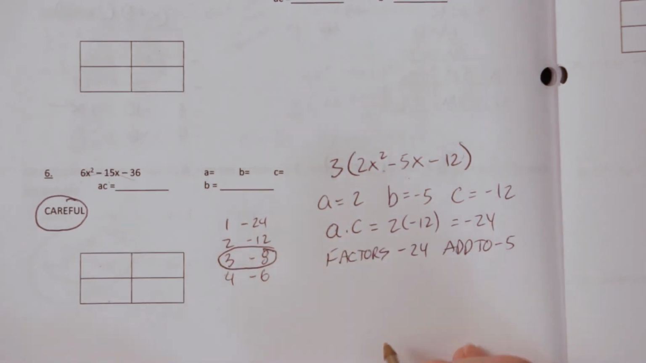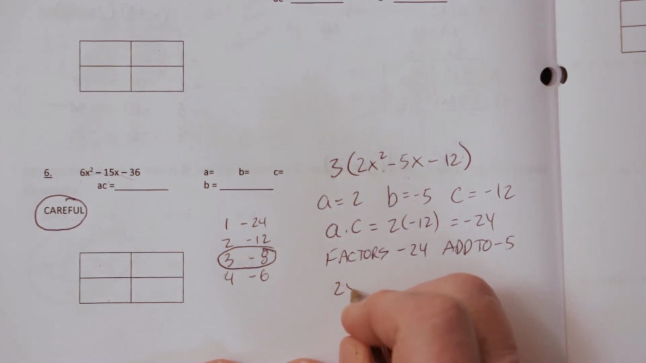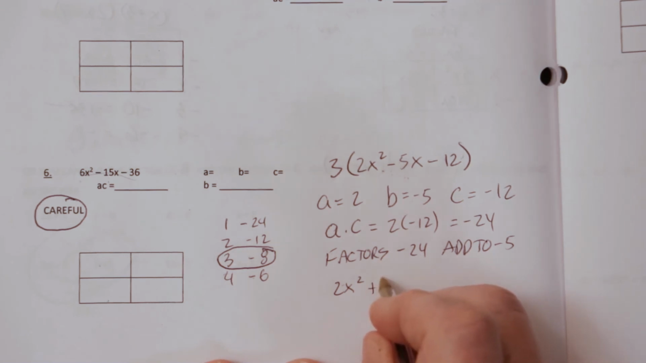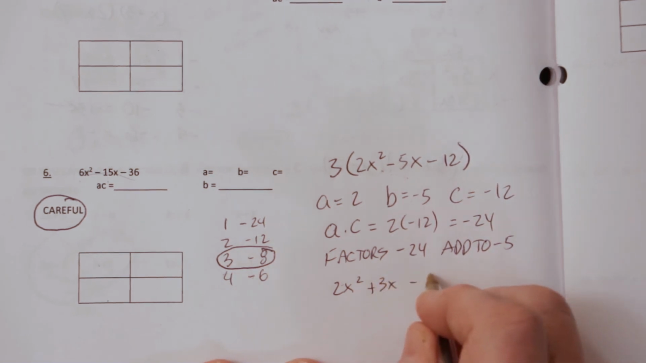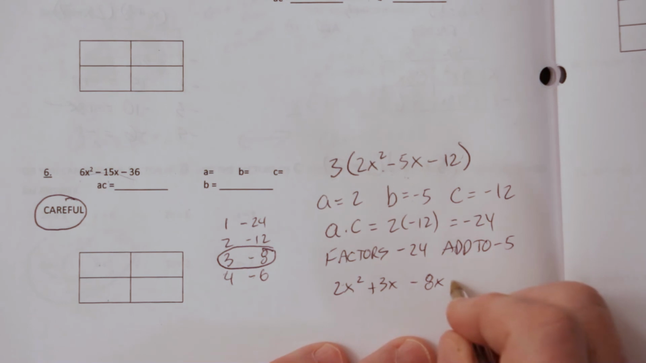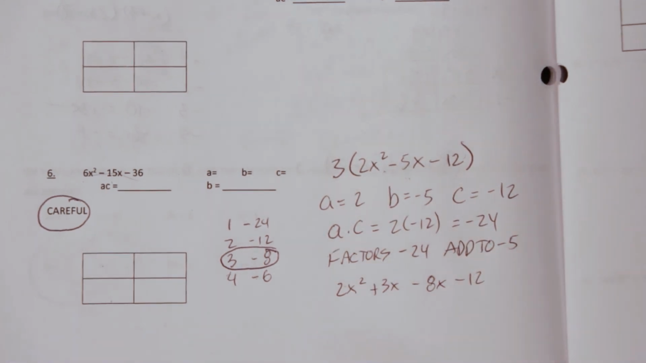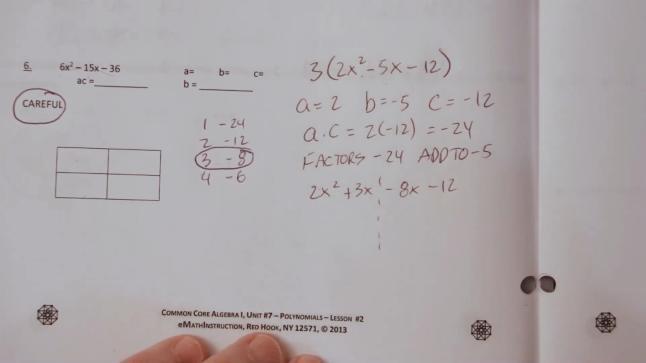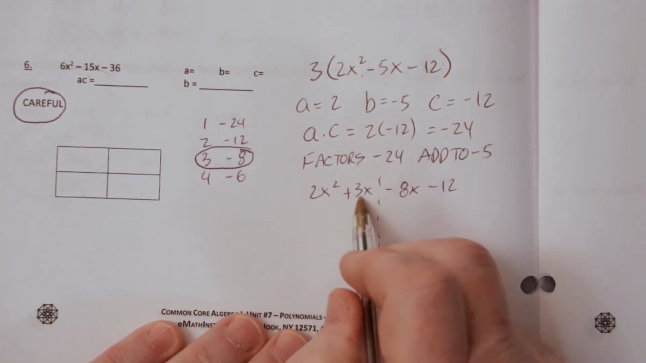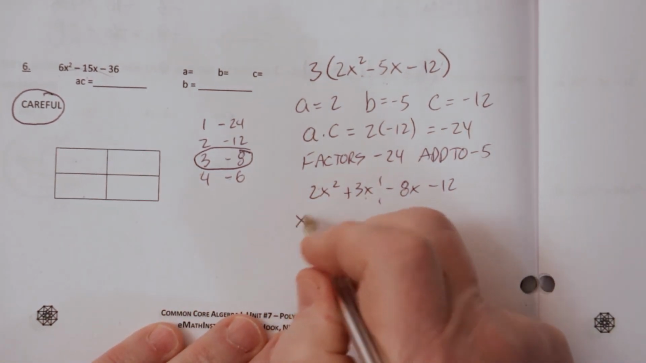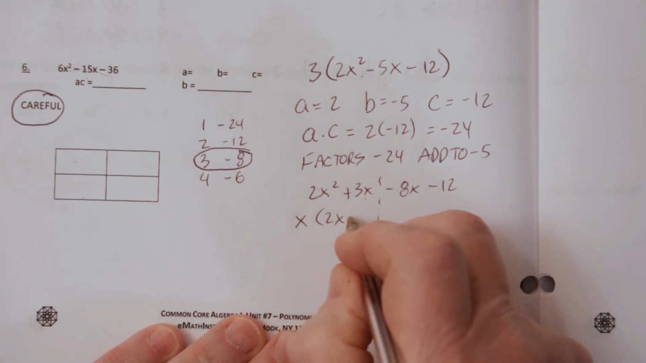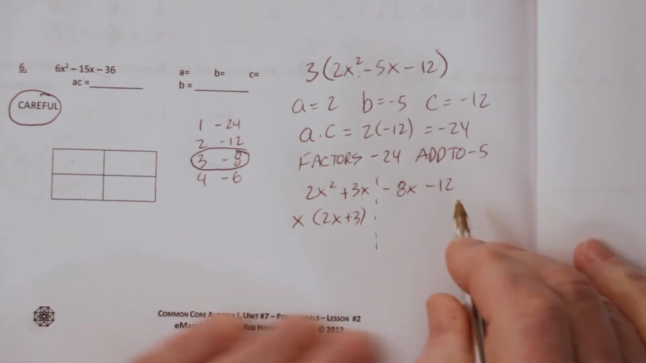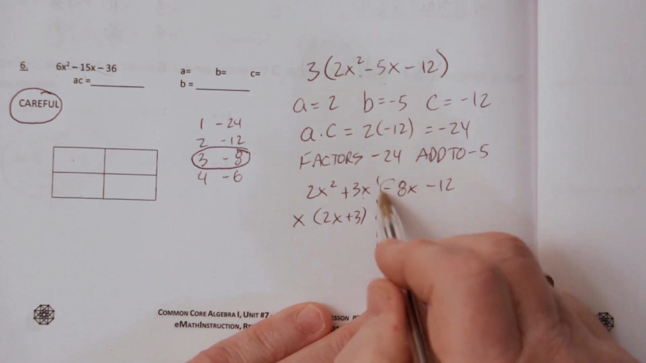That's where we're going. So I do my 2x squared plus 3x minus 8x minus 12. Dotted line. GCF here is just x. I get a 2x plus 3. GCF in the back is going to be negative 4.